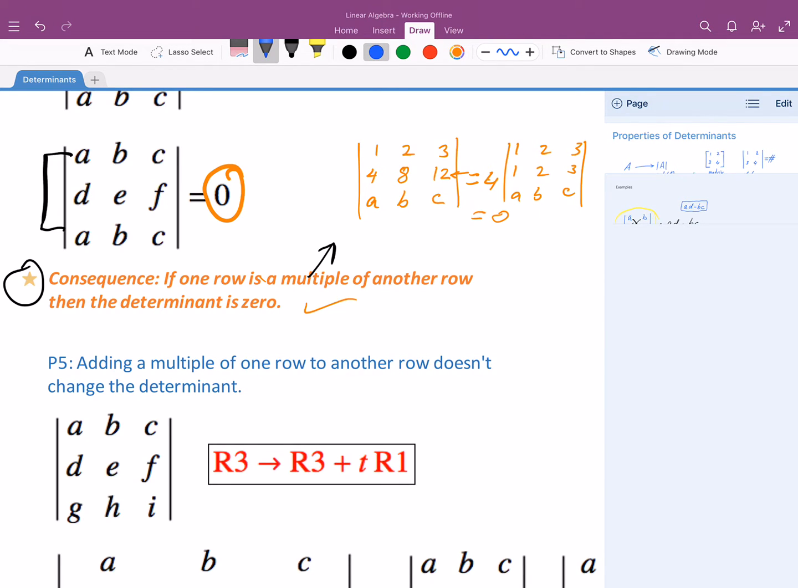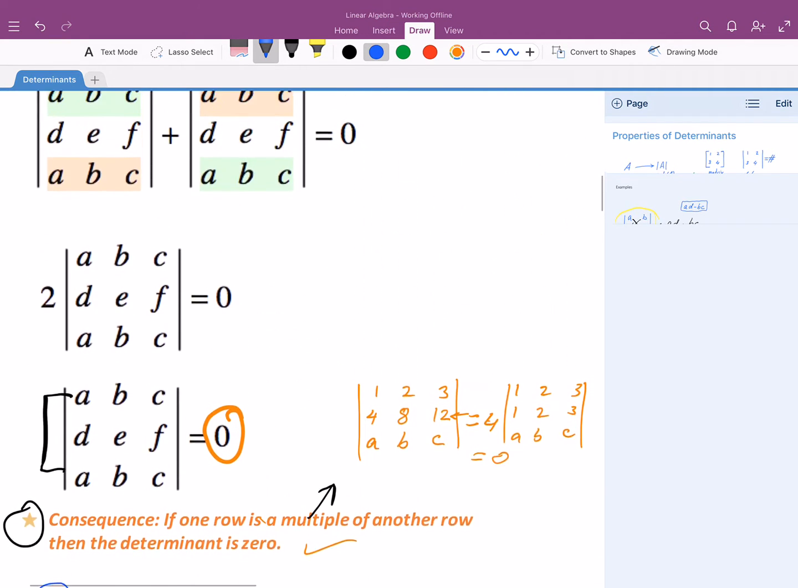Now we do a lot of row operations. And one of the row operations we do is we replace a row by adding a multiple of another row to it. So for example, we can change the third row by adding some number t times the first row. This property says that if you do that, then the determinant doesn't change. So that row operation does not change determinants. These properties are really about row operations.